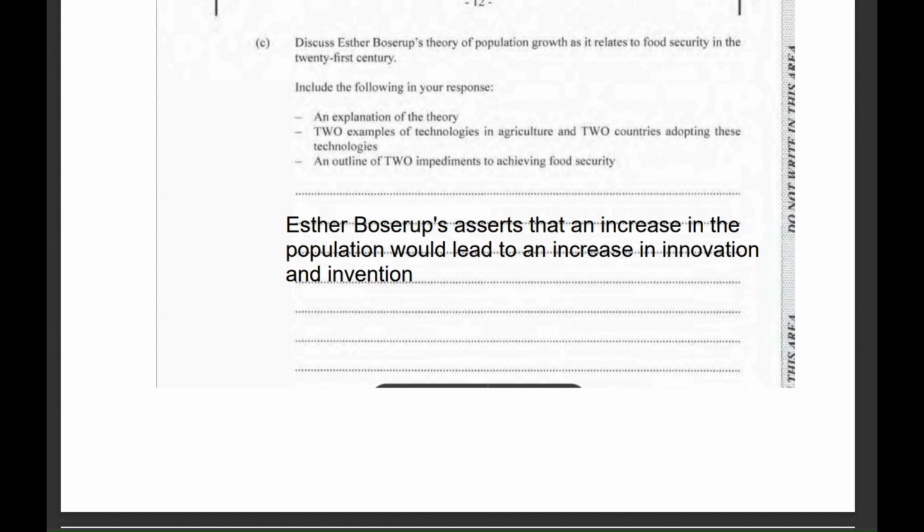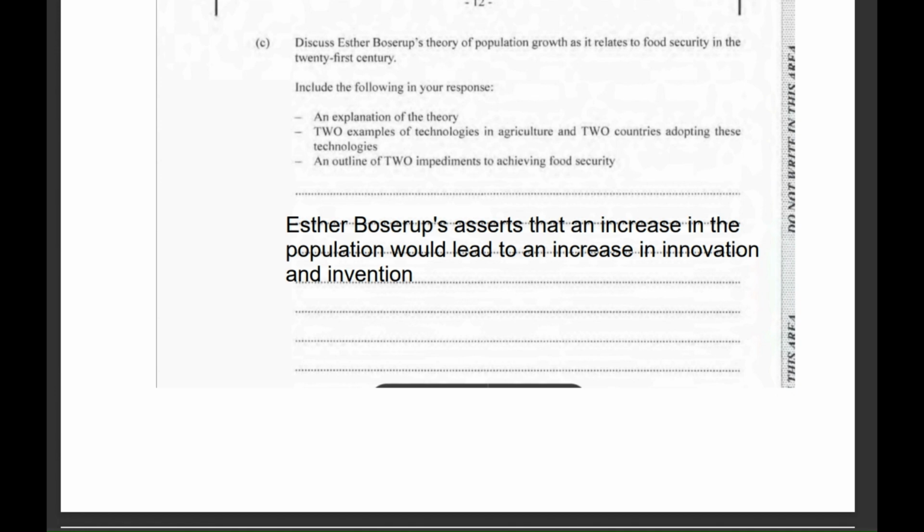Part C asks that you discuss Ester Boserup's theory of population growth as it relates to food security in the 21st century. In your essay, you must provide an explanation of the theory, 2 examples of technology in agriculture and 2 countries that adopt these technologies, and outline 2 impediments to achieving food security. So let's start with the explanation of the theory.